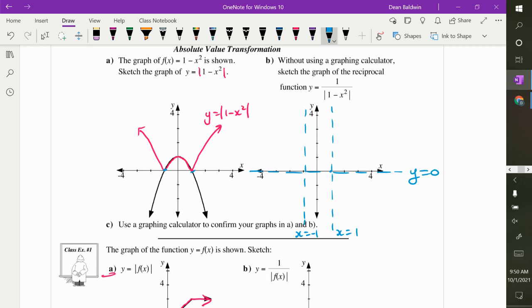What points don't change? Plus minus 1. Y values of plus minus 1. So if you look at the original graph, right there has a value of 1. So that point stays the same.